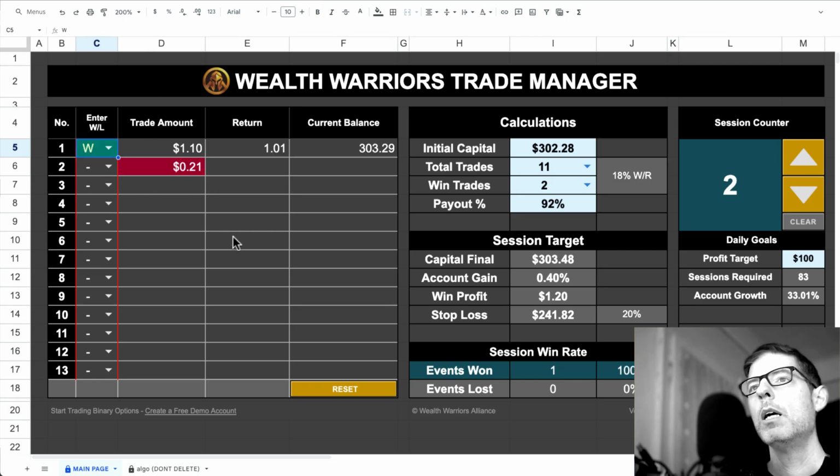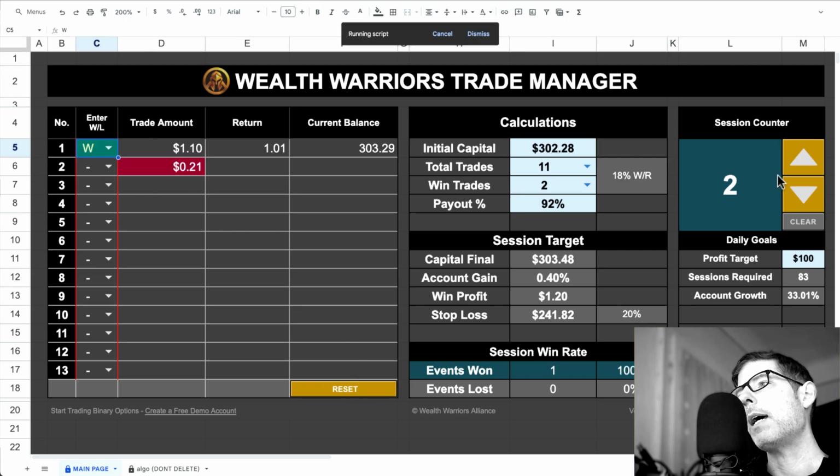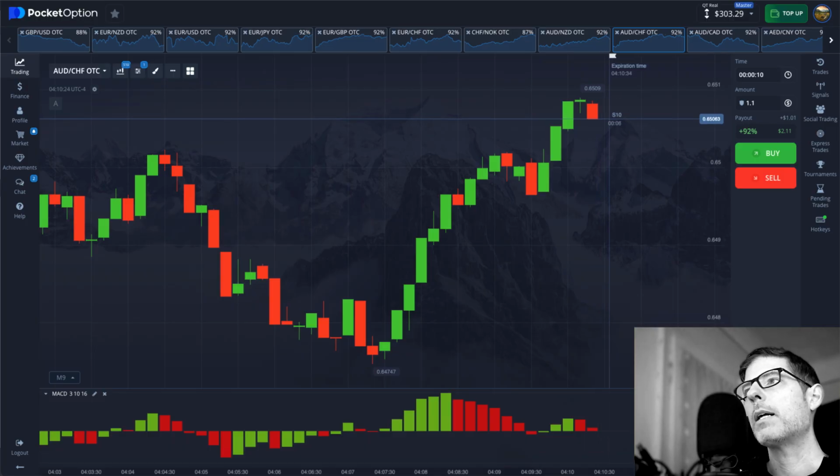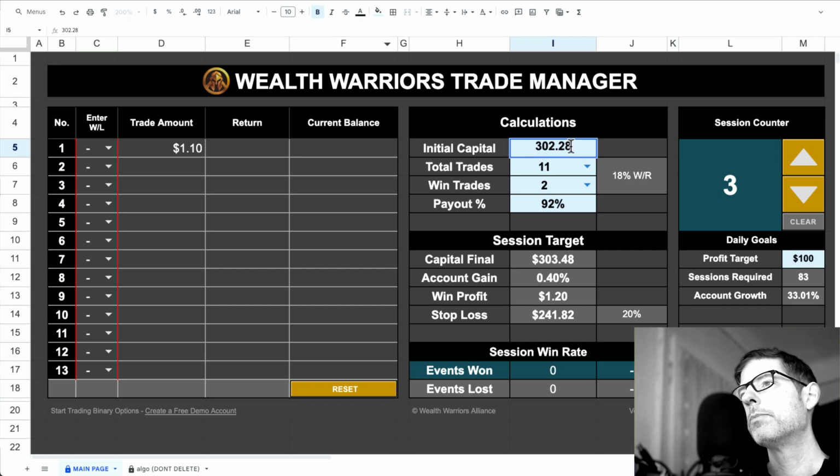That is a win. We've won another session. Let's go ahead and reset and add another session that has been completed over on the session counter. The new balance is 303.29.